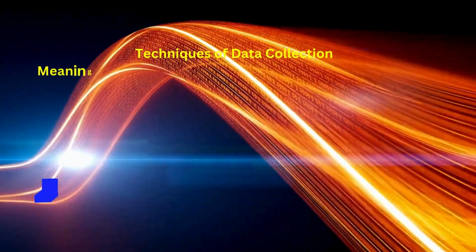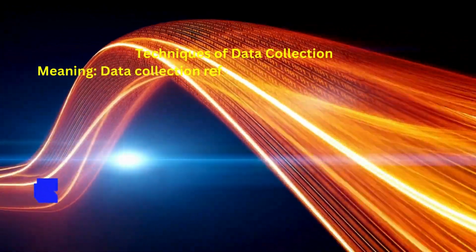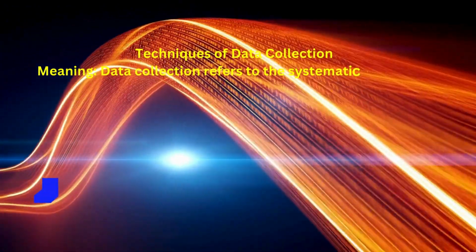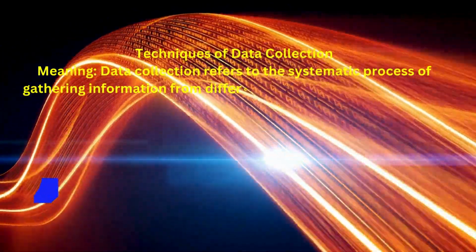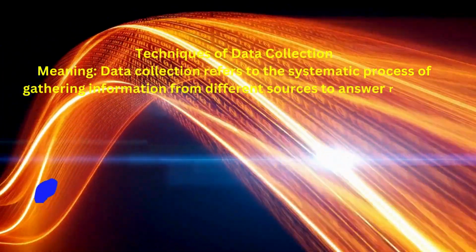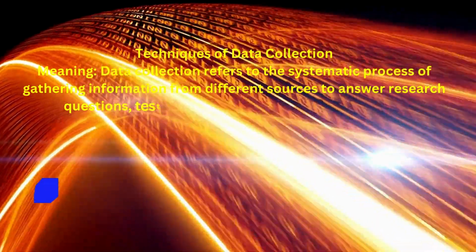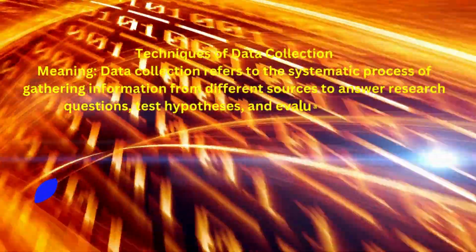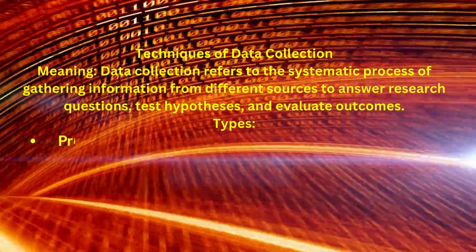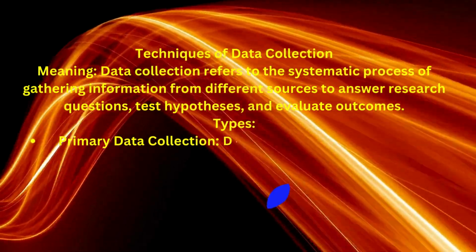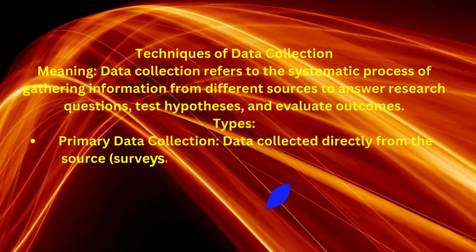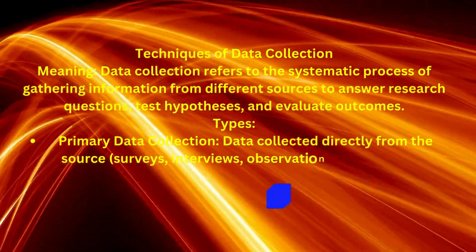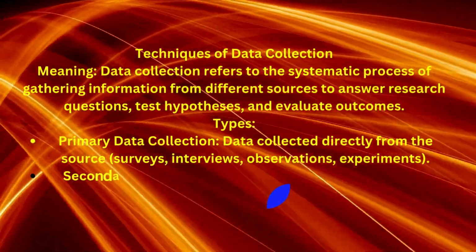What is the meaning of data collection? Data collection refers to the systematic process of gathering information from different sources to answer research questions, test hypotheses, and evaluate outcomes. What are their types? Primary data collection and secondary data collection.